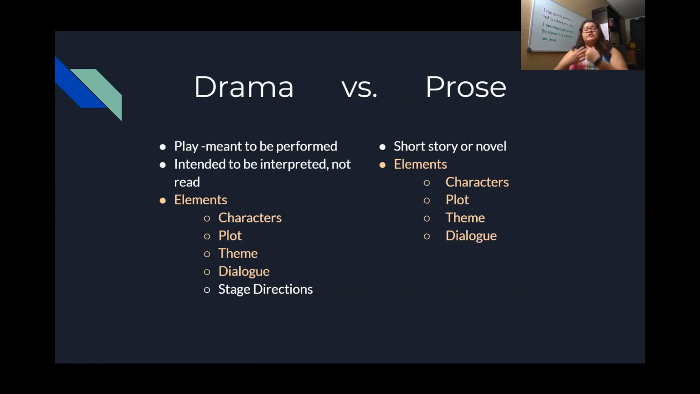So if someone asked you, what's the difference between drama and prose? You could say something like, drama is meant to be performed and prose is just something that you can read, right? It's the normal thing that we read, right?